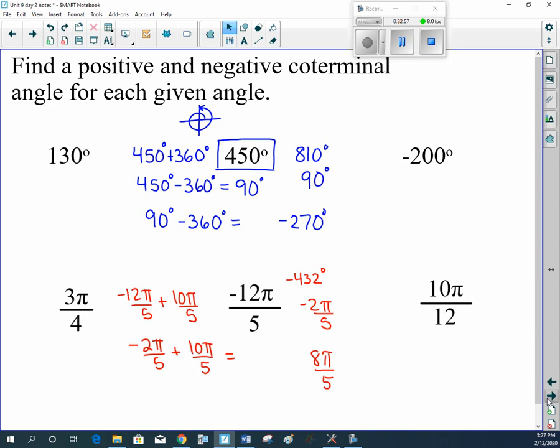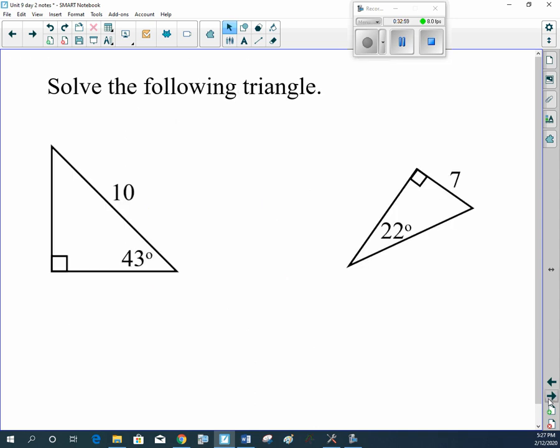Okay, to end, when this says solve the following triangle, what it means is they want you to find all the missing sides and all the missing angles. So finding the missing angle is really easy because inside a triangle adds up to 180. If you have a right angle, that's a 90. So that means the other two acute angles are complementary. So if this is 43 degrees, then this is 47 degrees. Complementary means they have to add up to 90, right?